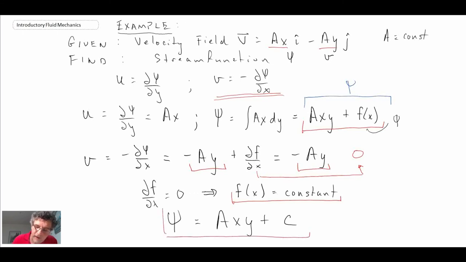So what we can do is take this and put it into a contour plot, and I'll show you the result. I'll compute this for the case of A equals 1, and I'm going to assign that arbitrary constant equal to 0. It doesn't really matter, it's just going to shift the streamlines one way or another. But when we do that, we will see it on the next slide here.